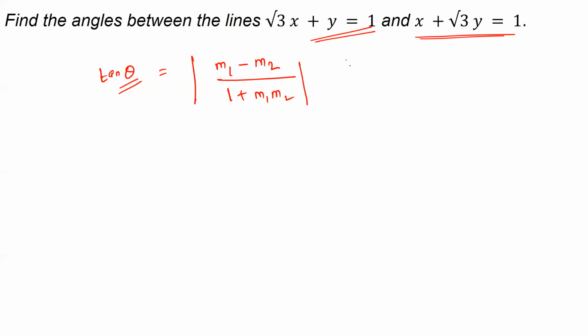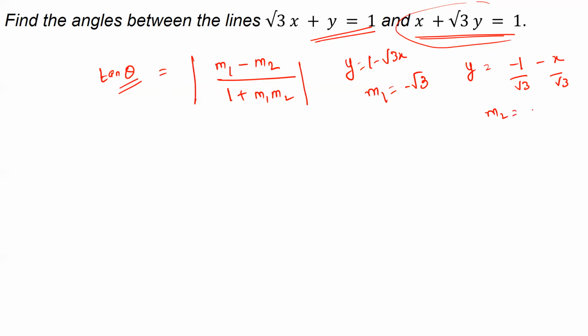So here you will be getting y is equal to 1 minus root 3 x. Your m1 will be minus root 3, and in the second line you'll be having y is equal to minus 1 minus x by root 3, divided by root 3. So the slope in your second case is minus 1 by root 3. You put down these two values of m1 and m2 in here, simplify, and find out what your tan theta turns out to be. And depending upon that value, you can find out what is the angle between the lines.